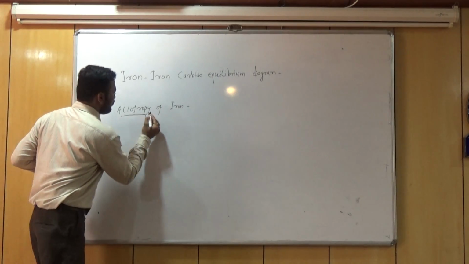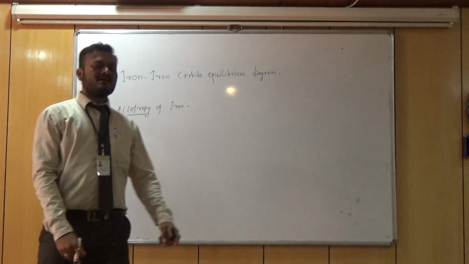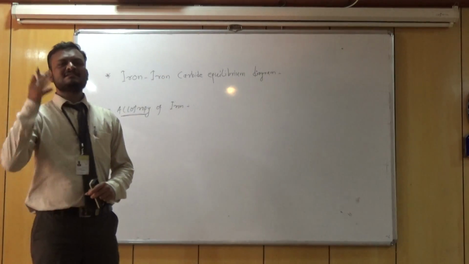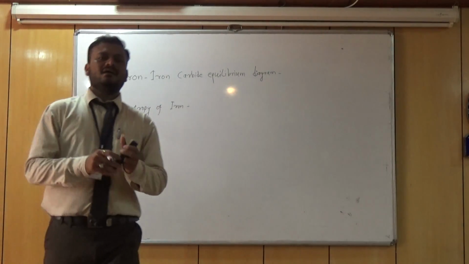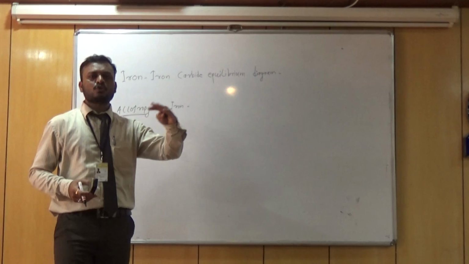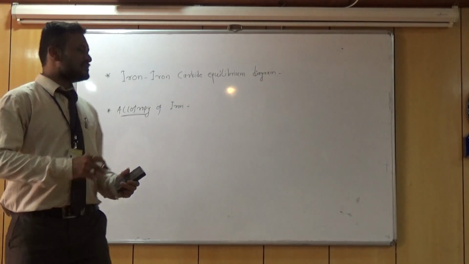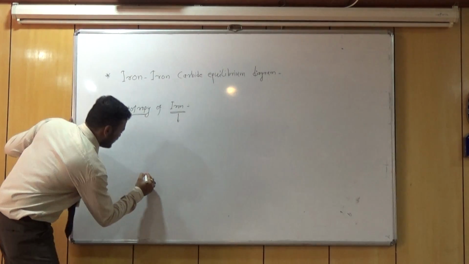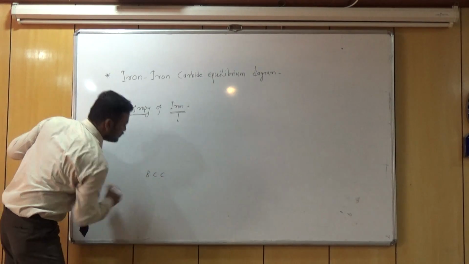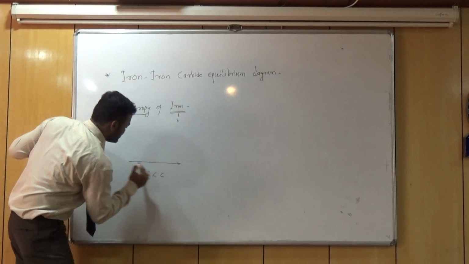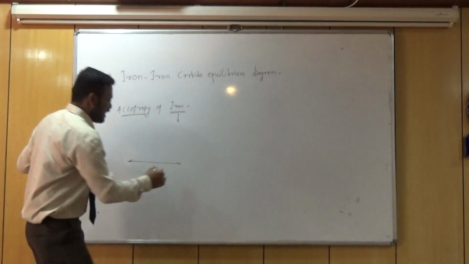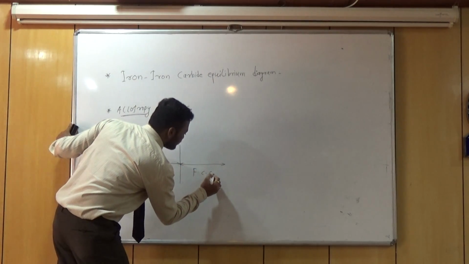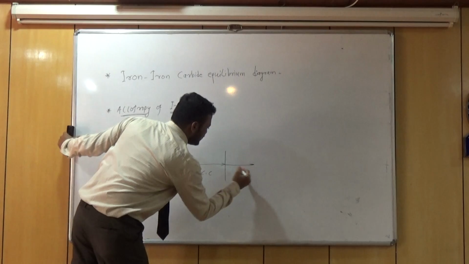Now first, before going for the allotropy of the iron, we should understand what the meaning of allotropy is. Allotropy means existence of the same material with the same chemical composition, but it will show different structures depending on the temperature. Specifically for iron, you will see that it shows two types of structures, that is BCC, body centered cubic structure, and FCC, that is face centered cubic structure, depending on the temperature.